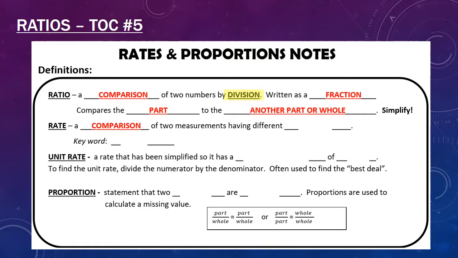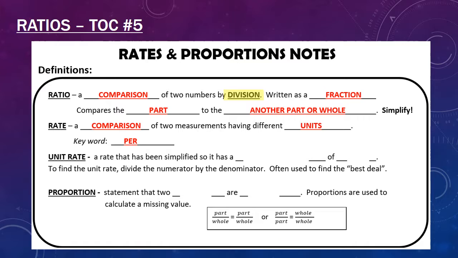A rate is a special kind of ratio. It's a comparison of two measurements having different units. Some examples might be how many cups per box, or how many miles you walked per hour, how many dollars per gallon, things like that. So the key word that you're going to hear when you're talking about rates is per, because it's comparing the two units.